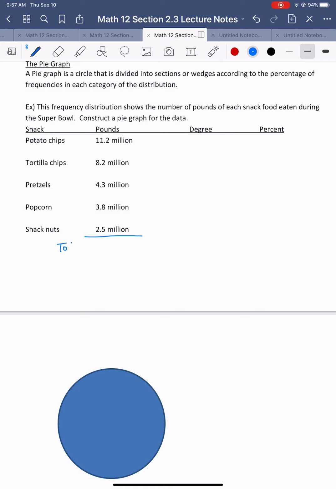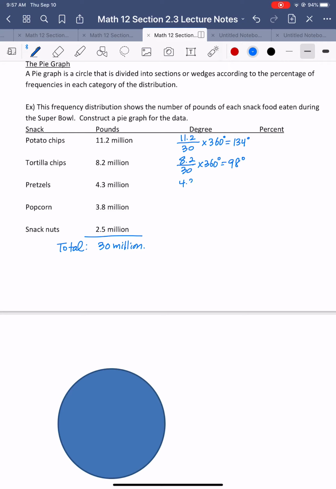So the total of the pounds is going to be 30 million. We need this, okay? And then for the degree, each of the pound millions divided by the total, then we put that in degrees. One whole circle is 360, so multiply by 360 degrees, which gives us 134 degrees. We'll do the same way: 8.2 over 30 multiplied by 360 degrees gives us 98 degrees.